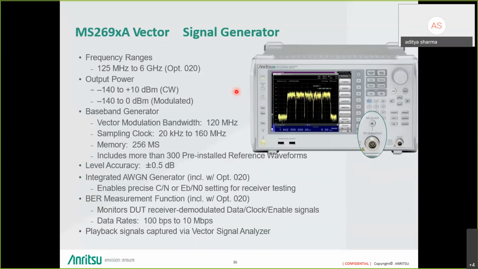120 megahertz. Sampling clock again 20 kilohertz to 160 megahertz. Memory, it has a higher memory as compared to the other model. The memory is 256 megasamples. Again, the playback by signal capture via the vector signal analyzer option is there. So you can capture any signal and you can play it back, or you can generate the same signal using the generator output.